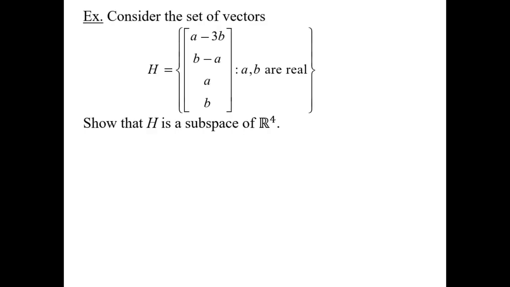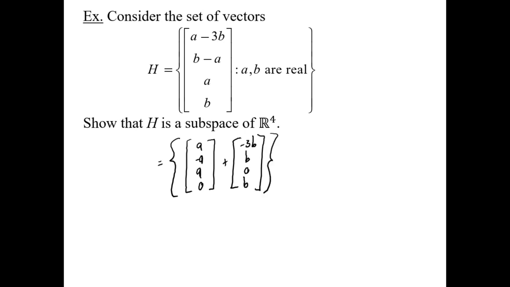Okay, so consider this set of vectors. a and b are real. Let's show that this is a subspace of R4. Now, we could go through the whole process, or we could just observe that the vector that's being defined there is the same as the vector (a, negative a, a, 0), plus (negative 3b, b, 0, b). Right, so every vector in this set looks like this.